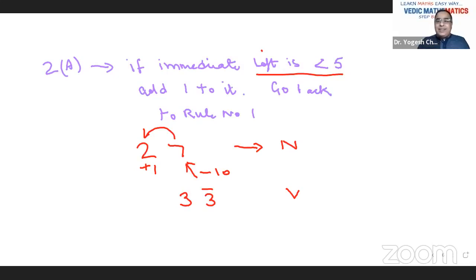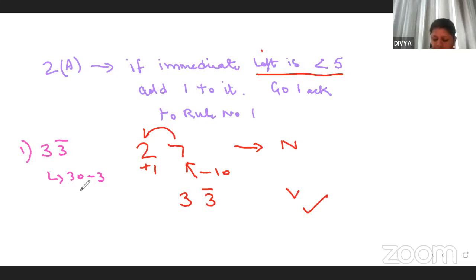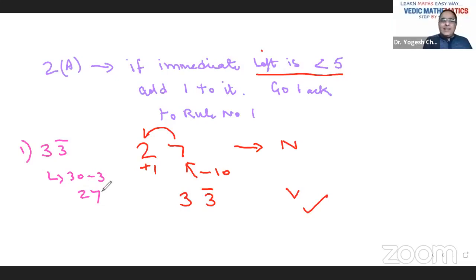Now, who will verify this? How can we say that yes, it is correct? We need to verify this first. So we have 2 ways to verify. First, if I reverse the place-wise positioning, 3 bar, I can write it as 30 minus 3. So what is that? 27. That means vinculum 3 bar is normal 27. This is what we started with.